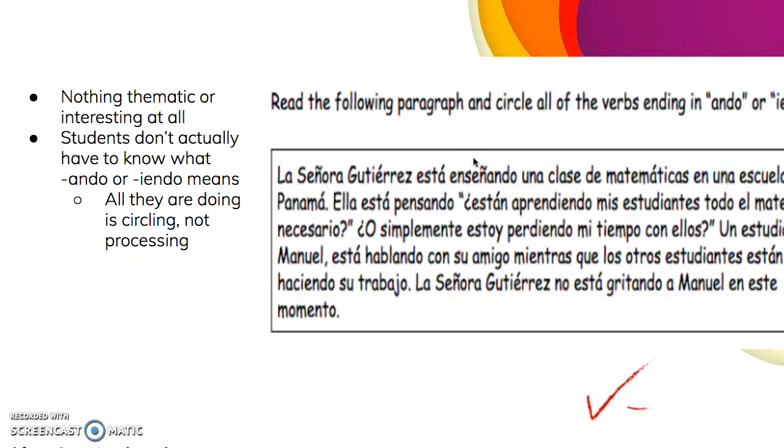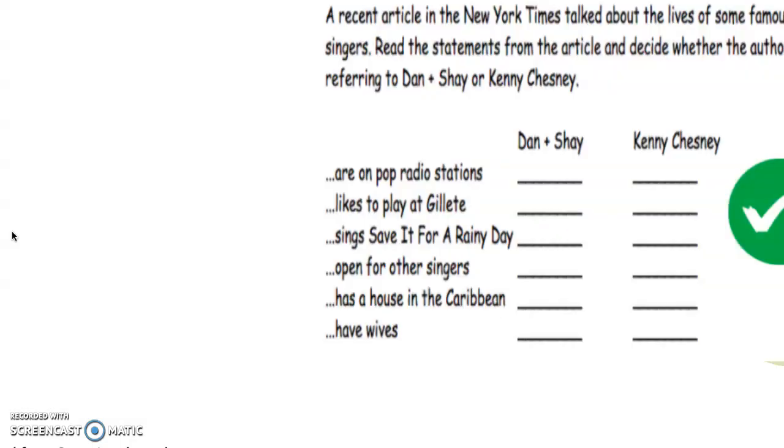They're not ranking them or sequencing them in terms of when they happen, or ranking them in terms of the most important to the least important activity, right? There is literally nothing communicative about this activity. Using the word activity might not even be the right word for it, okay? It's just circling. So now let's look at a good one.